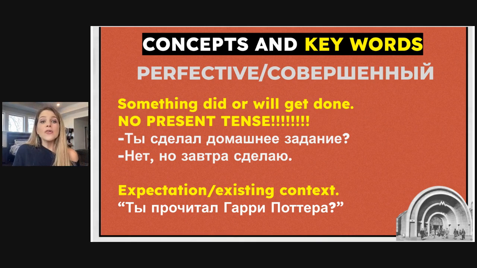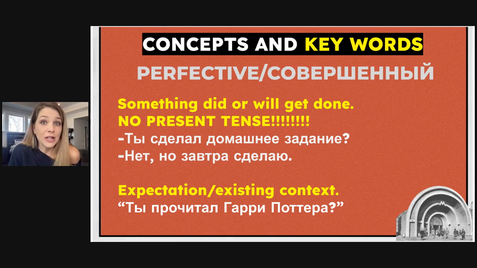Okay? So do you remember at the beginning of the presentation, we said, ты читал Гарри Поттера? Have you ever read Harry Potter? Versus did you read Harry Potter? And when we hear somebody say, did you read Harry Potter? We're like, oh, was I supposed to? Right? So that's the same concept with perfective. There is an expectation or an existing context. So if somebody says to you, ты прочитала Гарри Поттера, they're assuming you should have finished reading it, right?